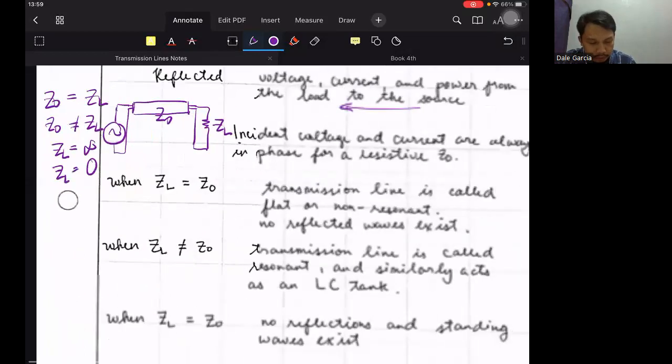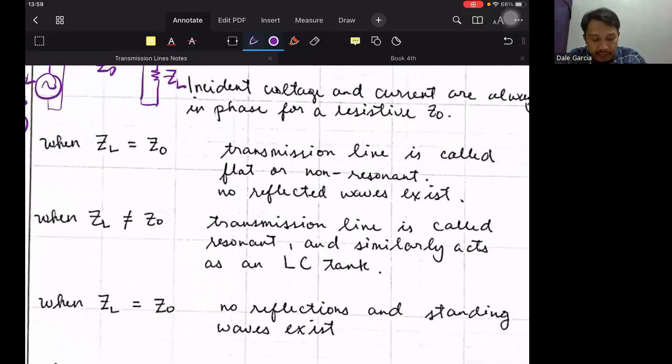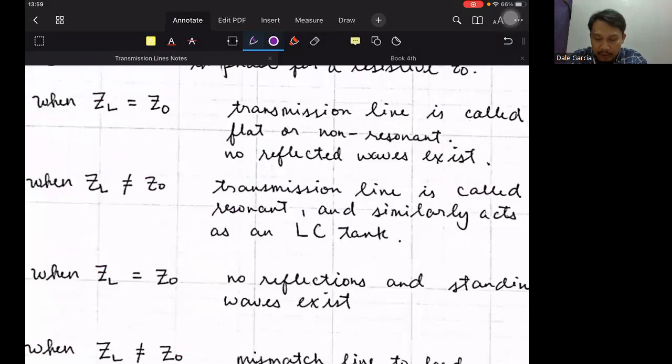We also heard from the video that the most ideal condition is when ZL is equal to ZO. That is when maximum power transfer occurs. We've learned that from Circuits 1. In this situation, the transmission line is called flat or non-resonant. No signal will resonate, and no reflected waves exist. Because the characteristic impedance and load values are equal, no signal returns to the source.